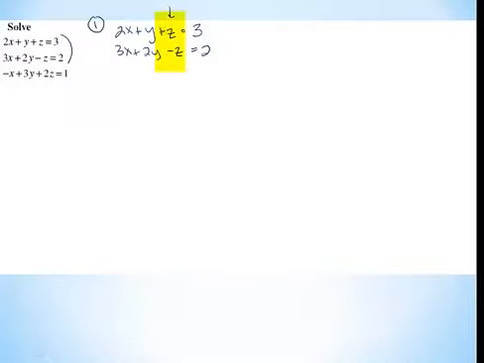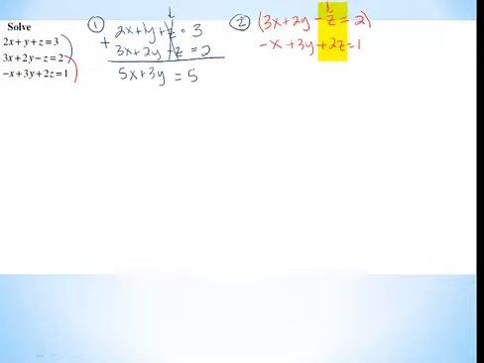So 3x plus 2y minus z equals 2. Negative x plus 3y plus 2z equals 1. I'm going to focus on the z's because that's what I got rid of last time. But I can't just add these together right now like I did over here because these will not eliminate. So I'm going to have to multiply this top by something so that I can eliminate with the positive 2. So I'm going to have to multiply the top by 2.